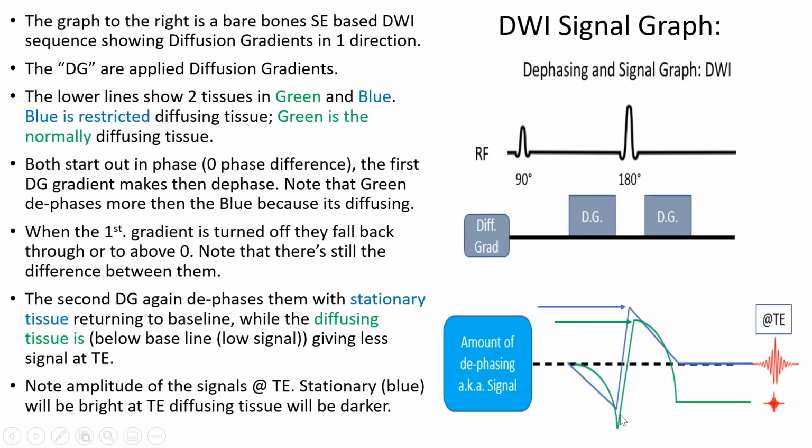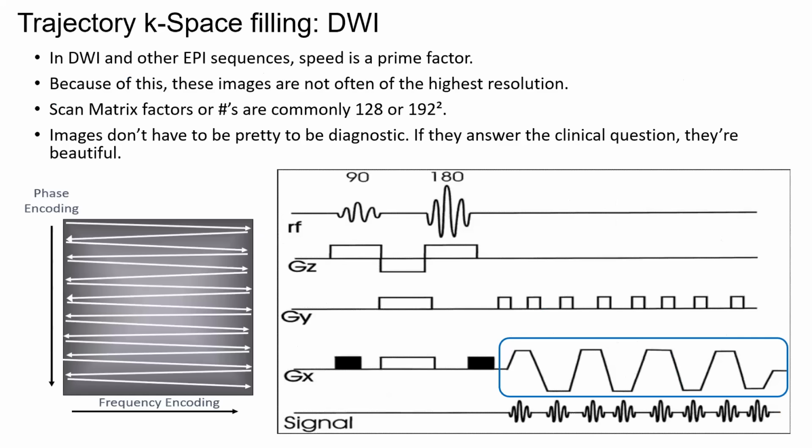So you dephase it, and you dephase it on purpose. Then you rephase it and you bring it back in. And at TE, something's going to be bright and something's going to be dark, whether it's moving or not moving. That's your DW contrast. So you're going to get low signal from normal tissue. You're going to get bright signal from abnormal tissue. You've all seen those DWIs where someone's had a stroke.